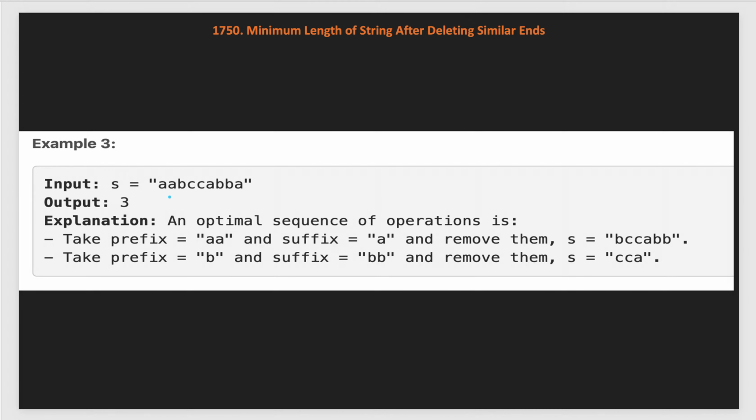Take example number 3. Here A matches, B matches, deleted. CC, no match. So this is the final string, CCCA, and the length is 3.